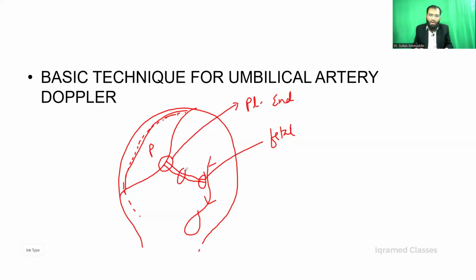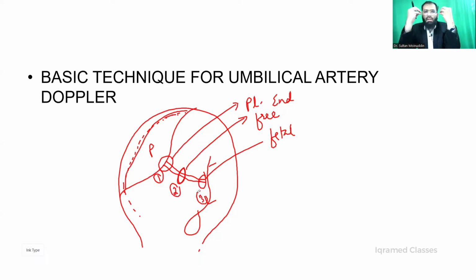Now, here you have this in between. So, this is called the free end of the cord, the free loops. Now, why is this important? The earliest changes of umbilical artery, I want you all to tell, where would you get the earliest changes of the IUGR? Whether at the placental end, at the free end, or at the fetal end? Where do you expect the IUGR changes to occur earliest out of these three?